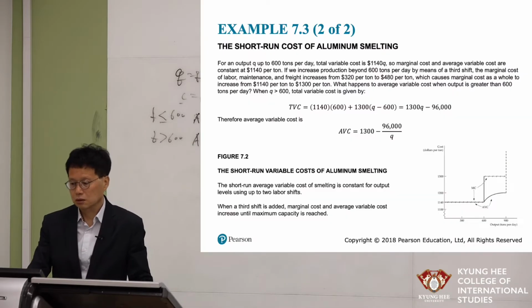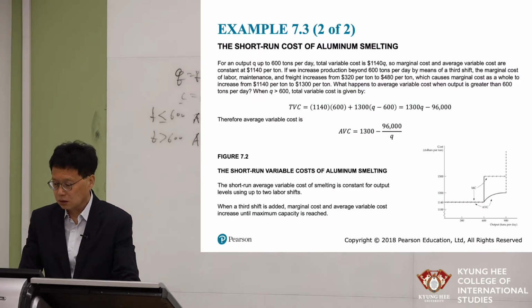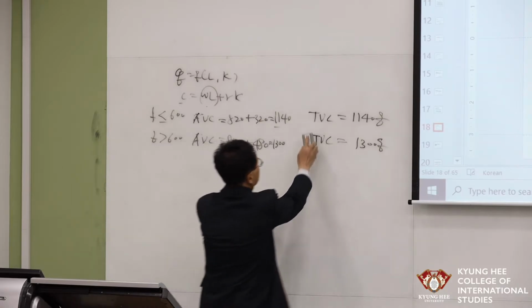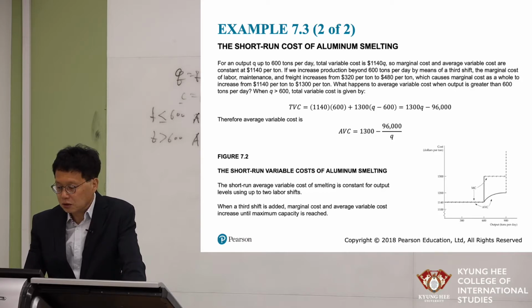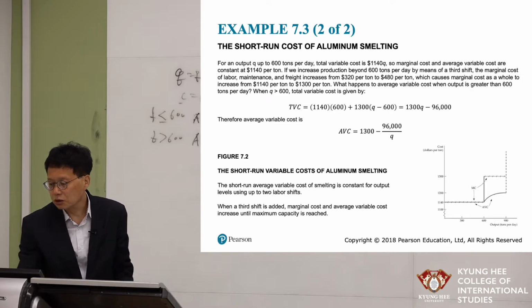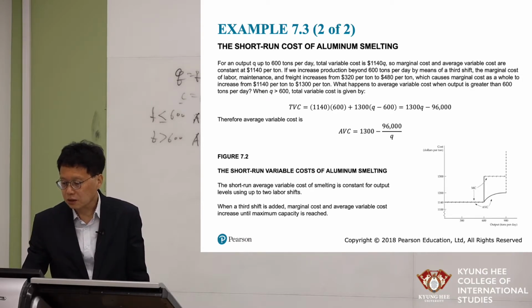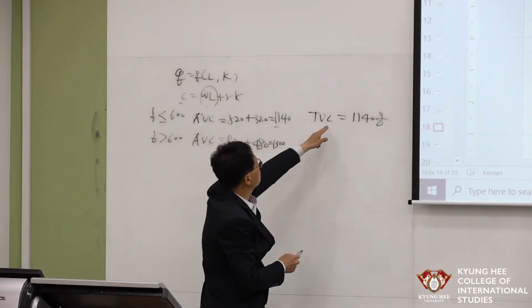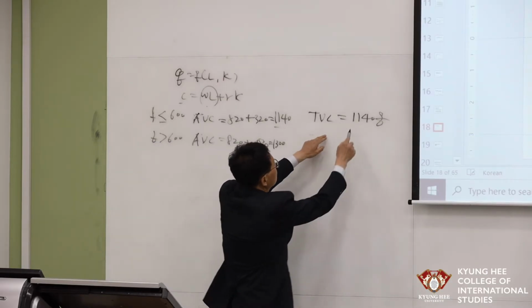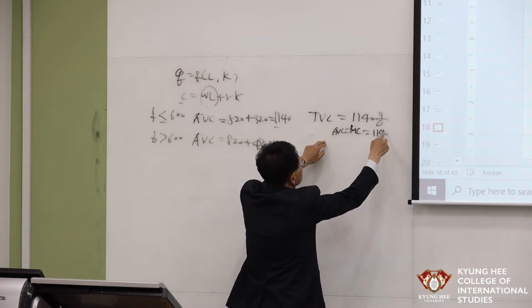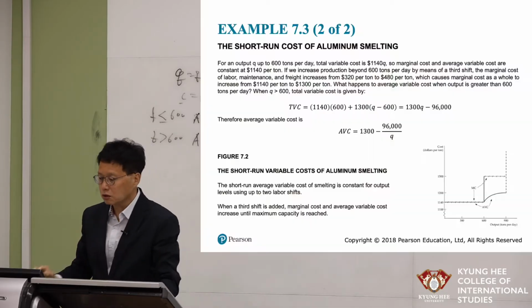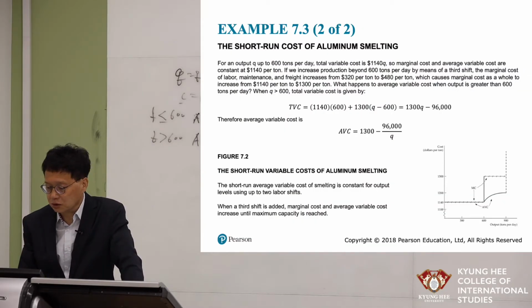So, I'm sorry, that is not true. Anyway, like this. And for an output Q up to 600 tons per day, total variable cost is like this. So marginal cost and average cost are constant, right? Total variable cost or total cost is like this.